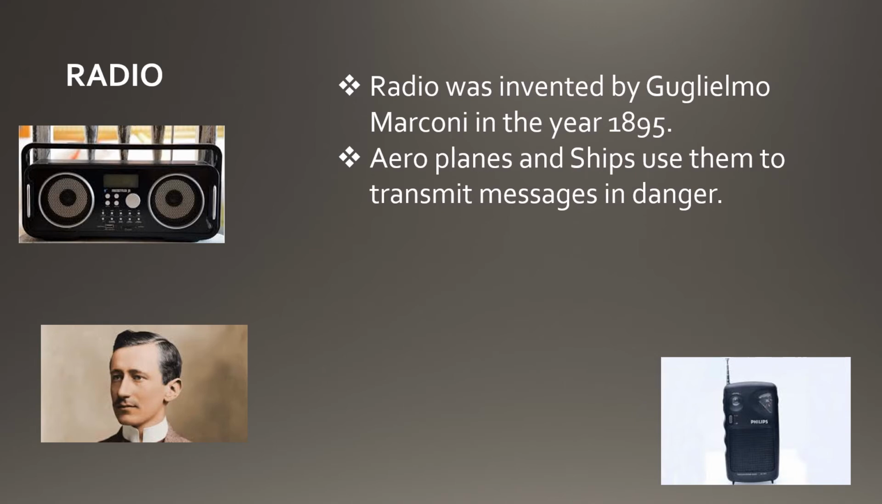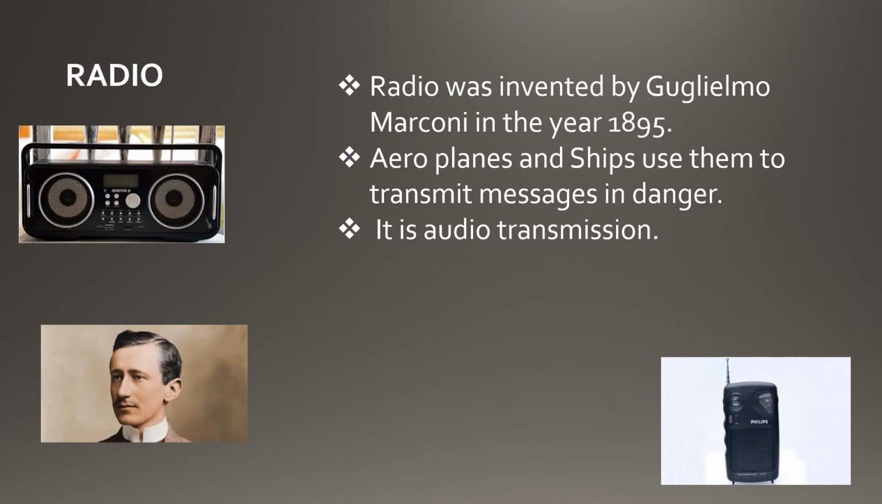Aeroplanes and ships use them to transmit messages in danger. These are nothing but like small walkie-talkies, children. It is cheap. It can be carried anywhere, and it even spreads knowledge and news in many regional languages. And children, not only that, nowadays on radio we are able to follow live classes conducted. So, radio is one of the best means of mass communication.